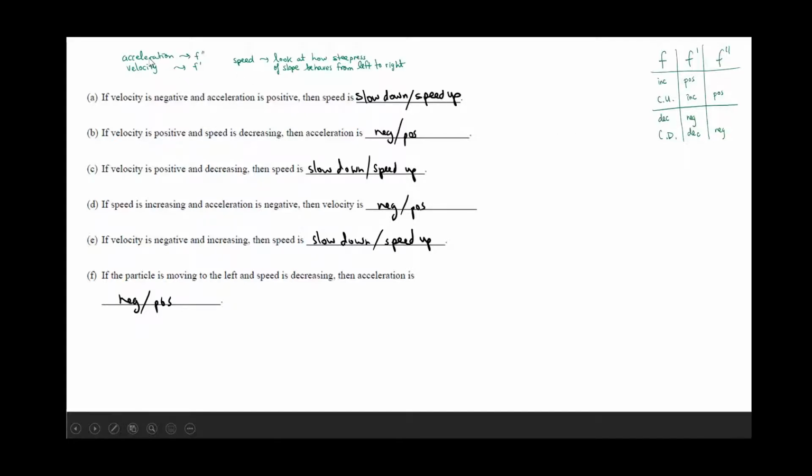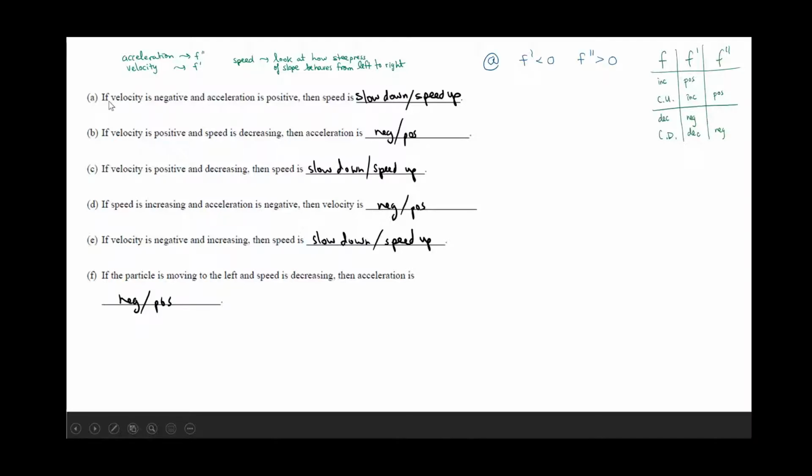So in these questions, whenever you see the word acceleration, think second derivative. When you see velocity, think first derivative. When you see just speed, I'd like you to think of it just looking at the steepness or just magnitude of the slope as you're looking from left to right of this graph.